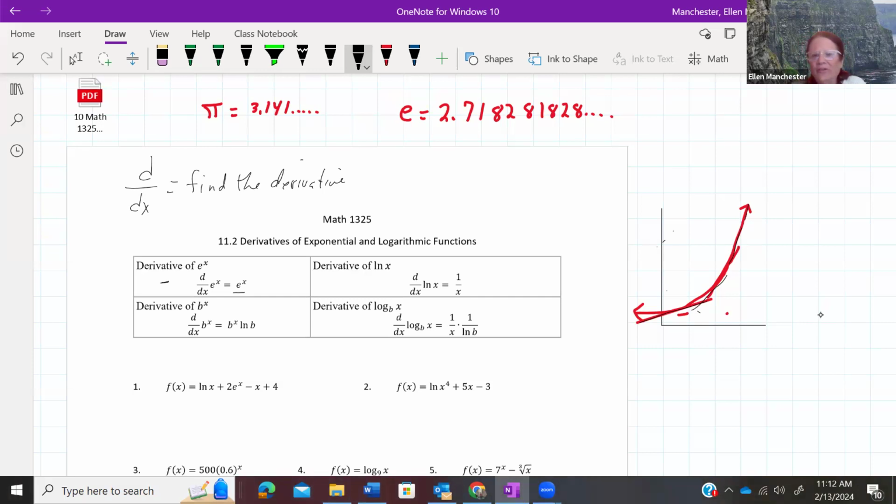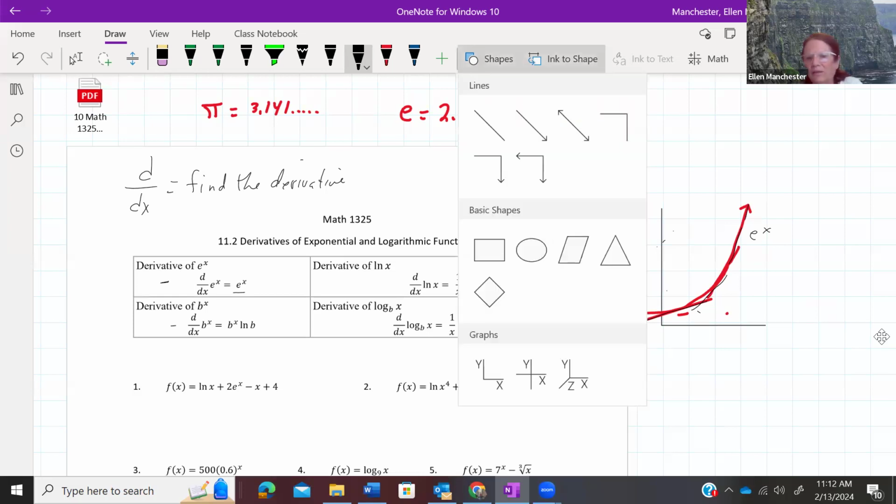Okay, so this is my e to the x function. This one, the derivative of b raised to the x. So b is a base. So that's a number, any number. All right.